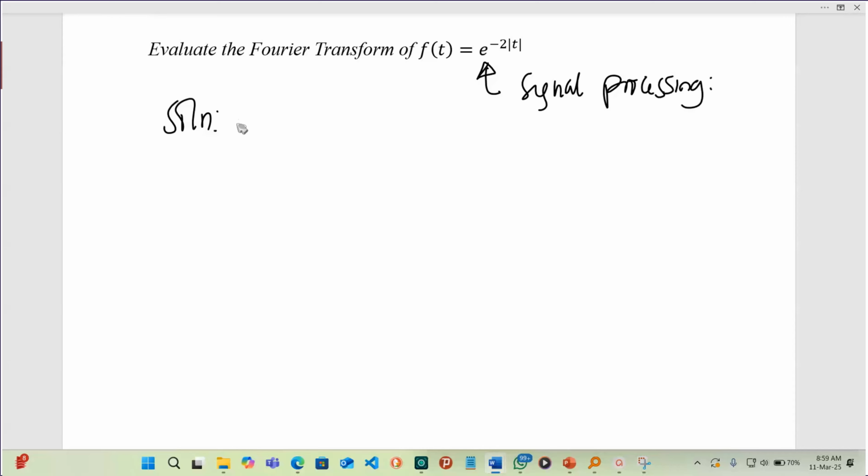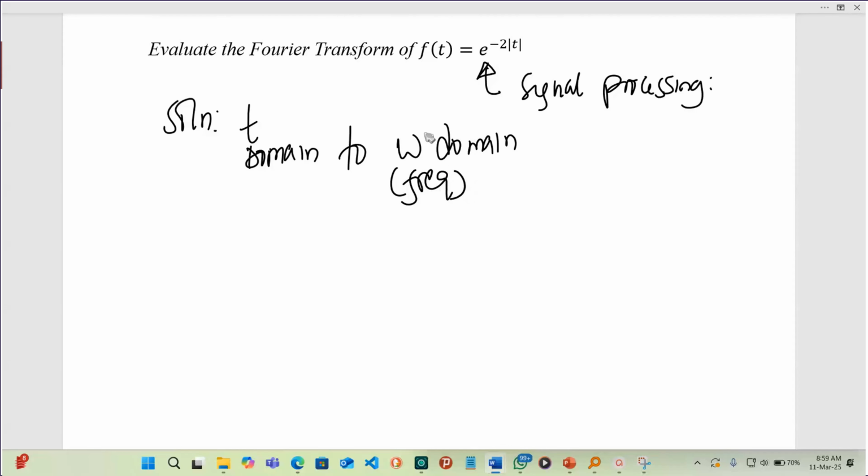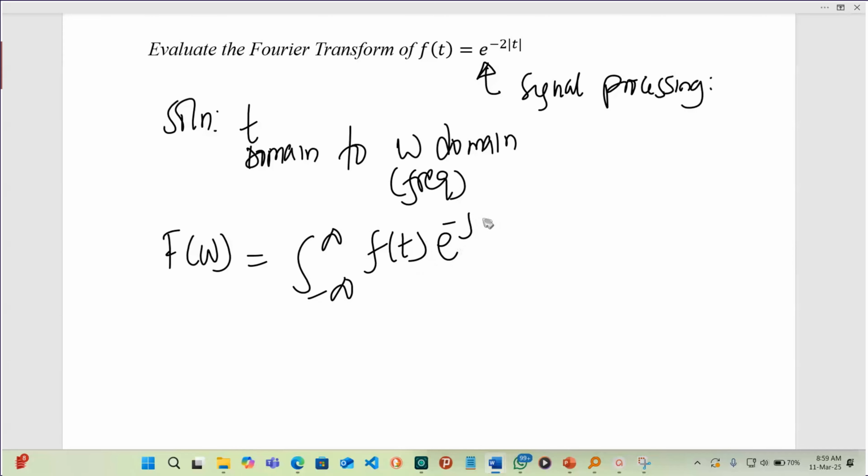So we are going to be converting from t domain to omega domain. This is frequency, because omega itself is directly related to frequency. So now the Fourier transform F of omega is equal to integrating from negative infinity to infinity f of t exponential of negative j omega t with respect to t. So let's put our function.